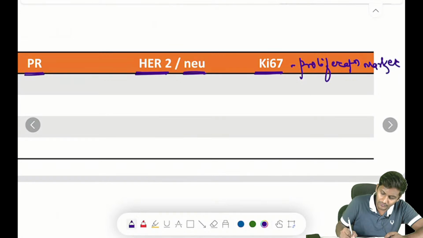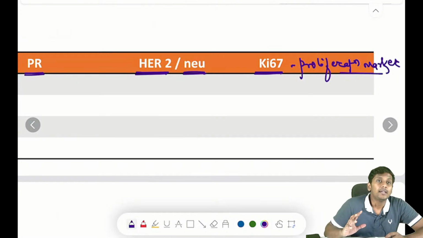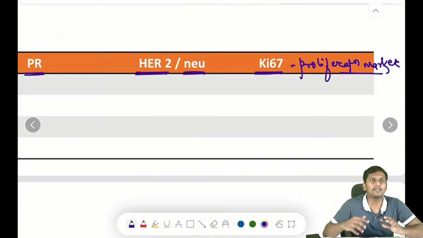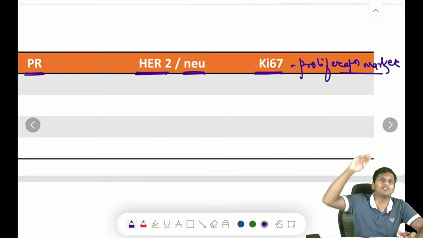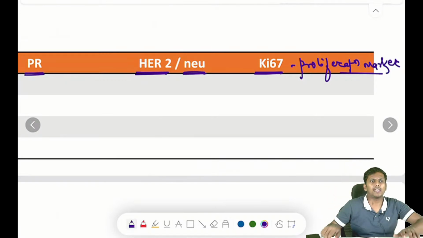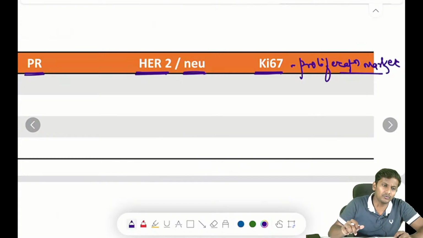What do I mean by proliferation marker? That means it will tell us about the activity of the breast cancer. If the cell proliferation in the breast cancer is more, definitely the activity of the Ki67 will be high. And if the proliferation in the breast cancer is less, definitely the activity of the Ki67 will be low. No issues with this anybody?